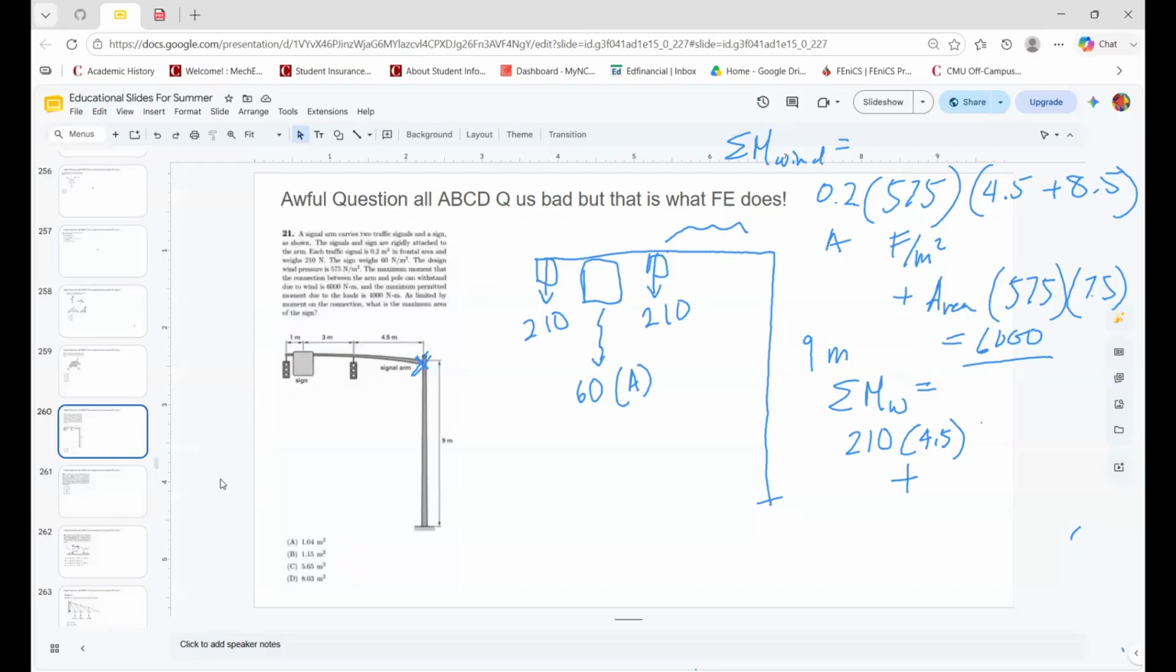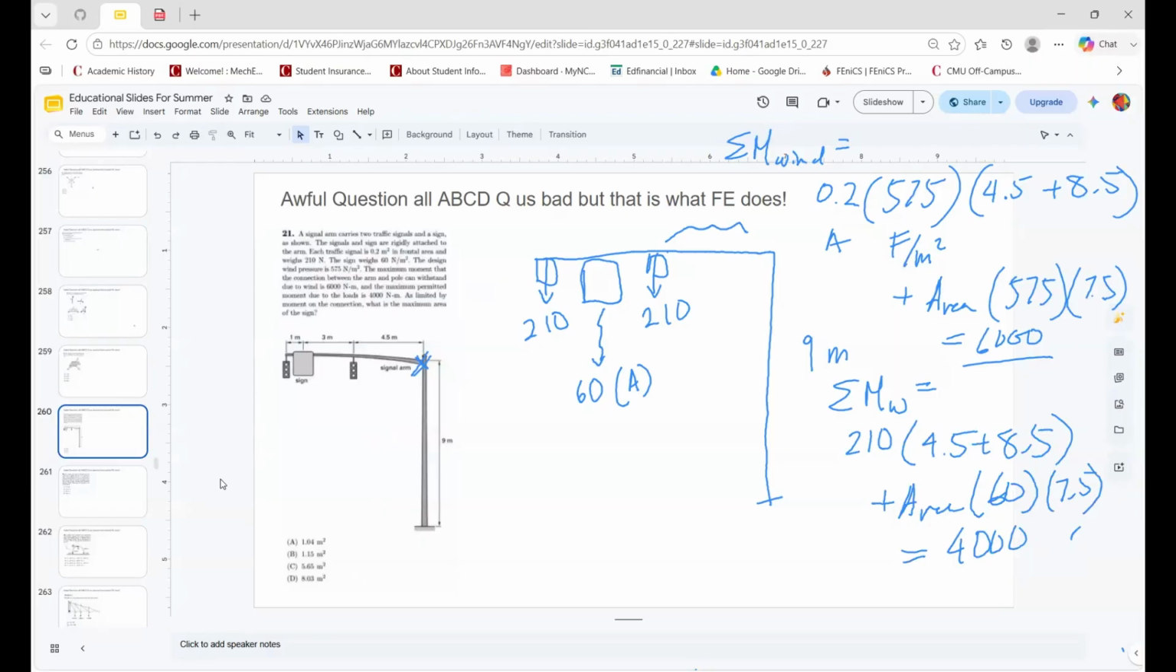Another 210. So actually I did this wrong, my apologies. 210 multiplied by 4.5 plus 8.5. That's it. And then over here, we're going to have plus area, which is going to be, what was it called again? 60 this time, multiplied by 7.5 equal 40,000. All right, what an interesting question. We now have to solve this out.